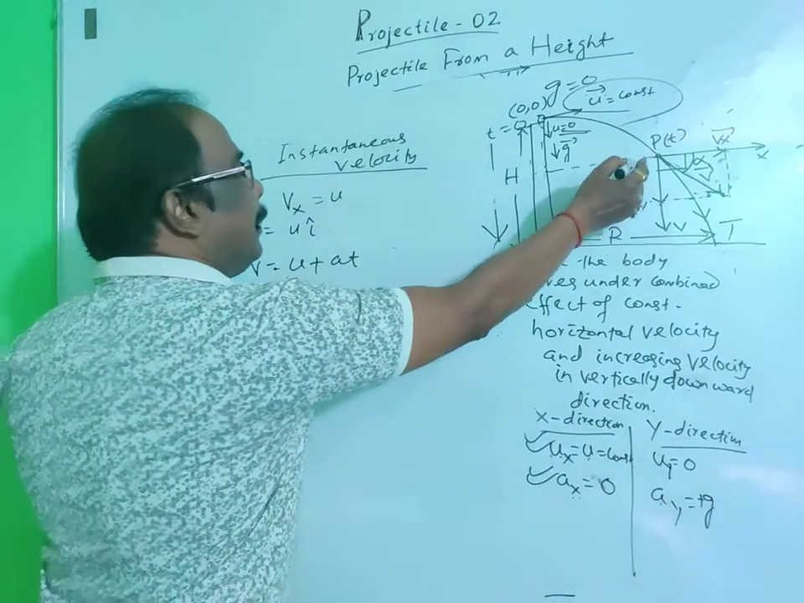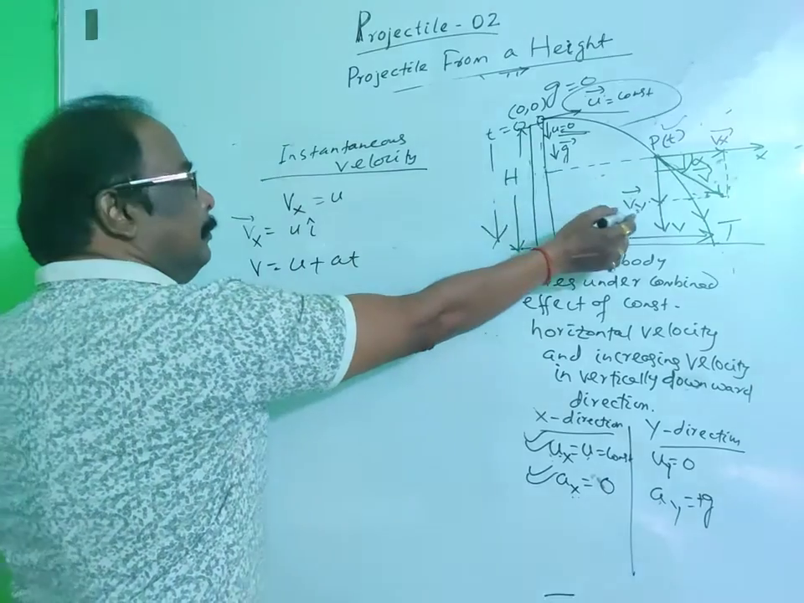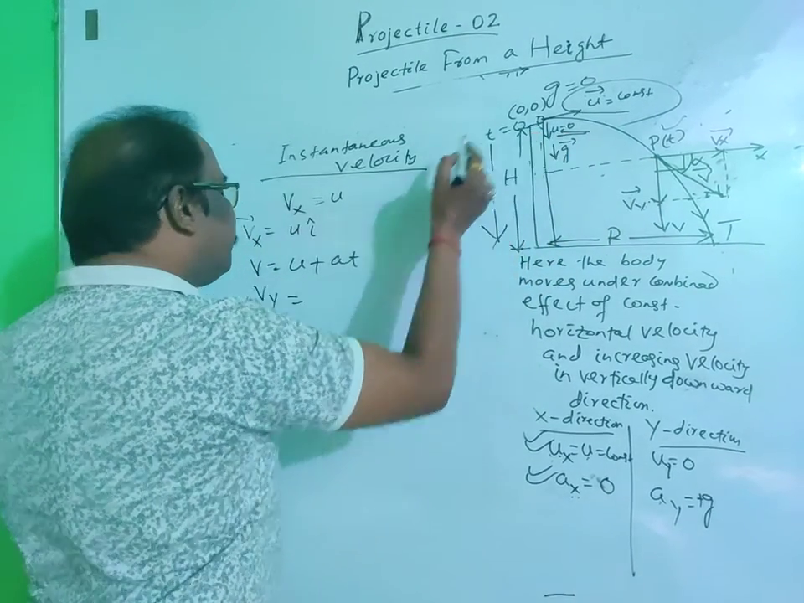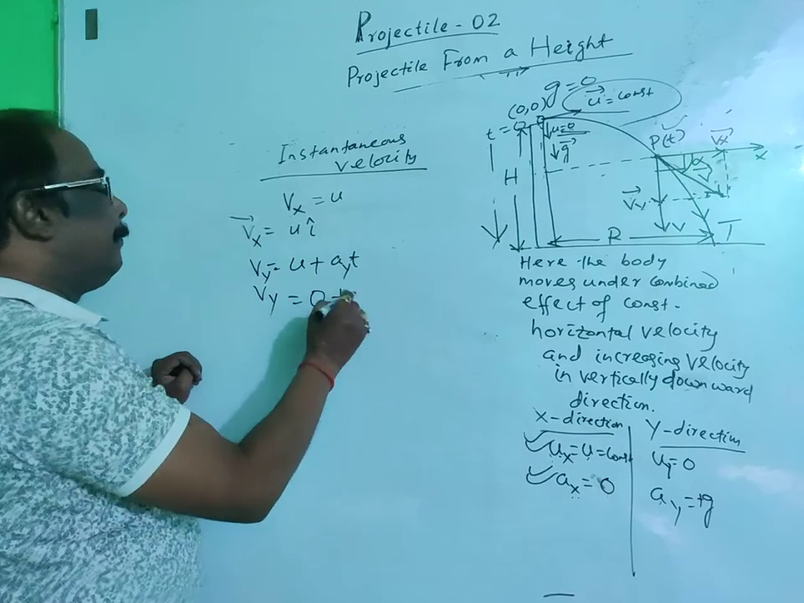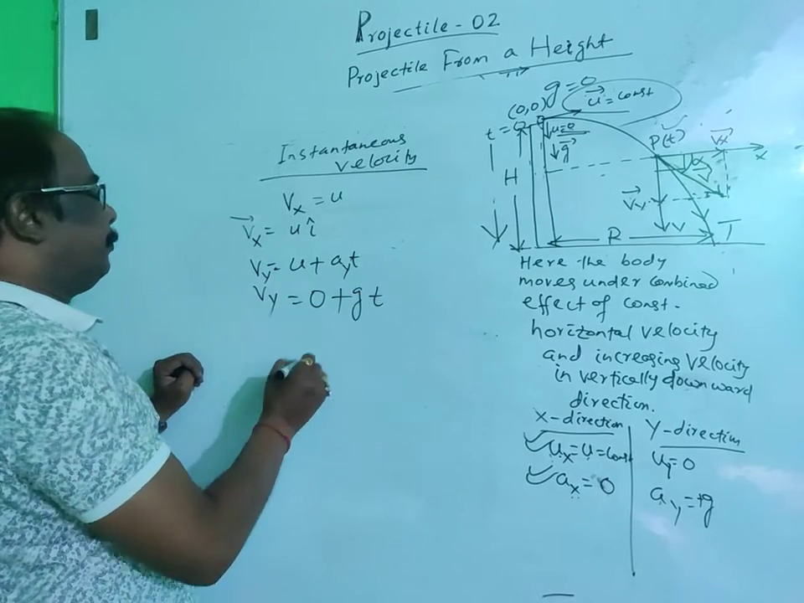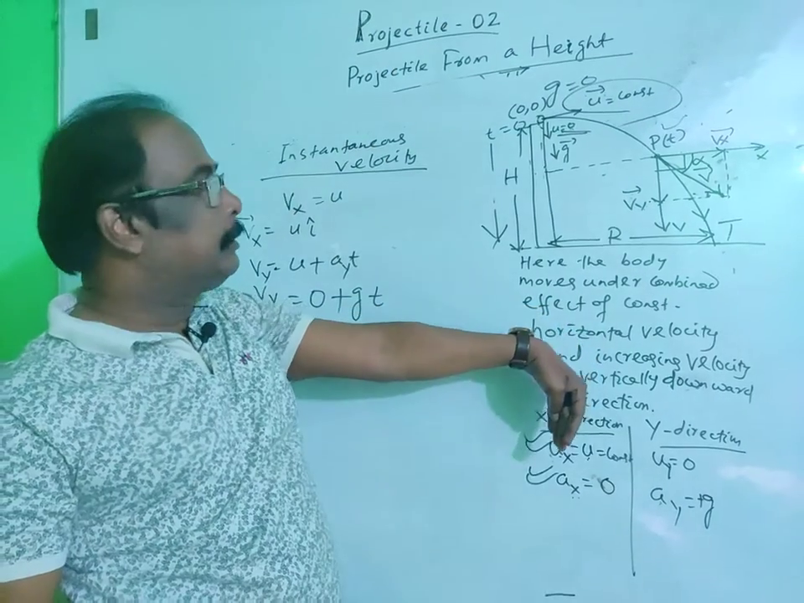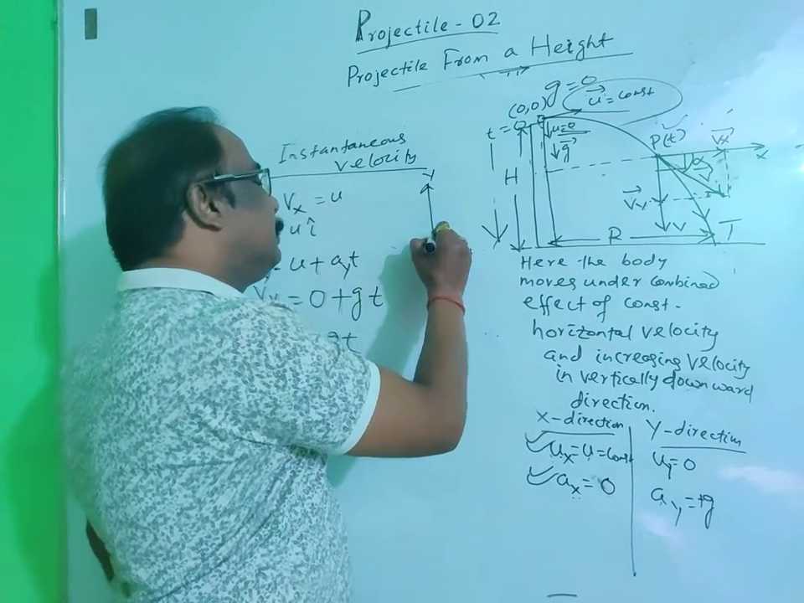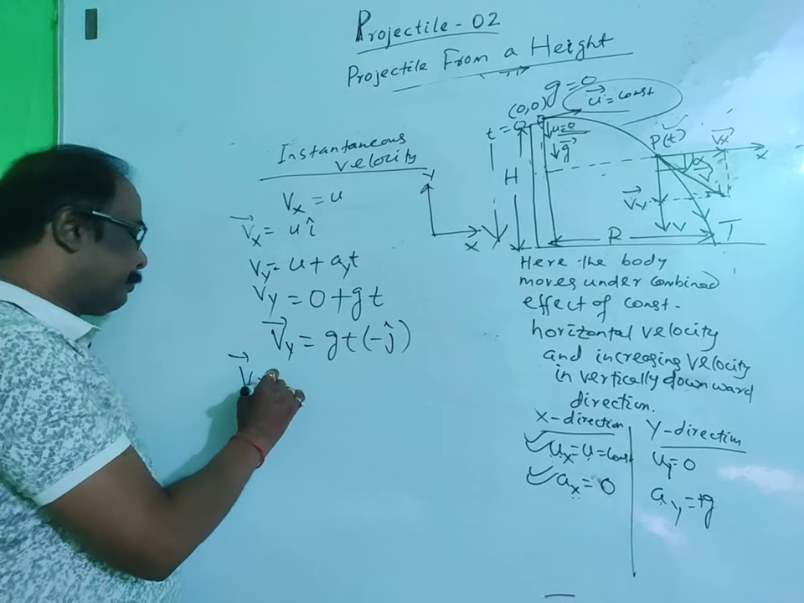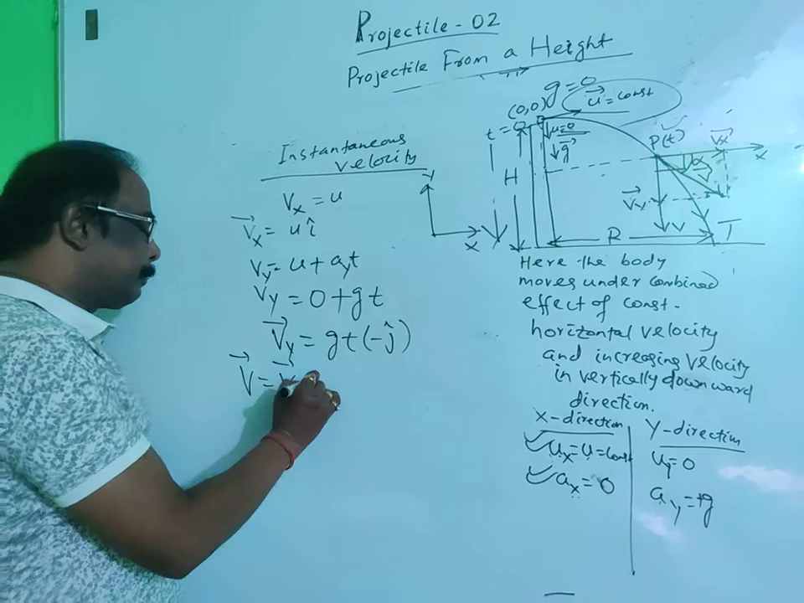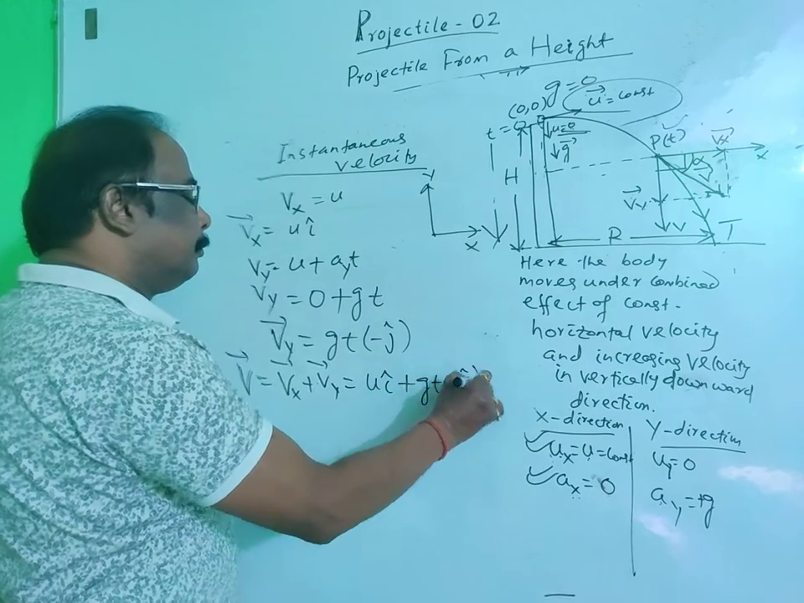The time taken by the body to reach point P is t. The final velocity Vy at time t: the initial velocity is 0, plus the acceleration along the y axis, which is g, and time t. Thus in vector form we may write gt, with direction along the negative y axis. This is the y axis and this is the x axis, so the direction is along negative y, and we take minus j cap. So in vector form the instantaneous velocity is Vx plus Vy, or u i cap plus gt into minus j cap.